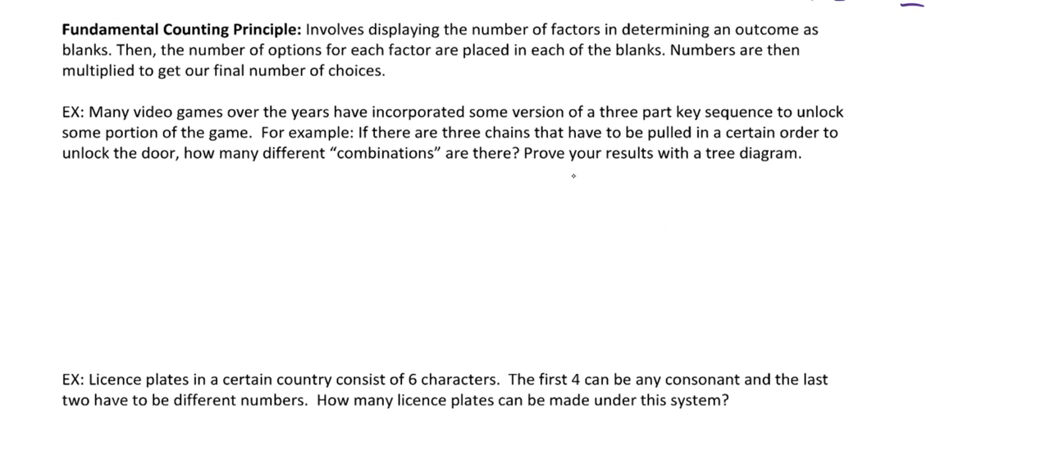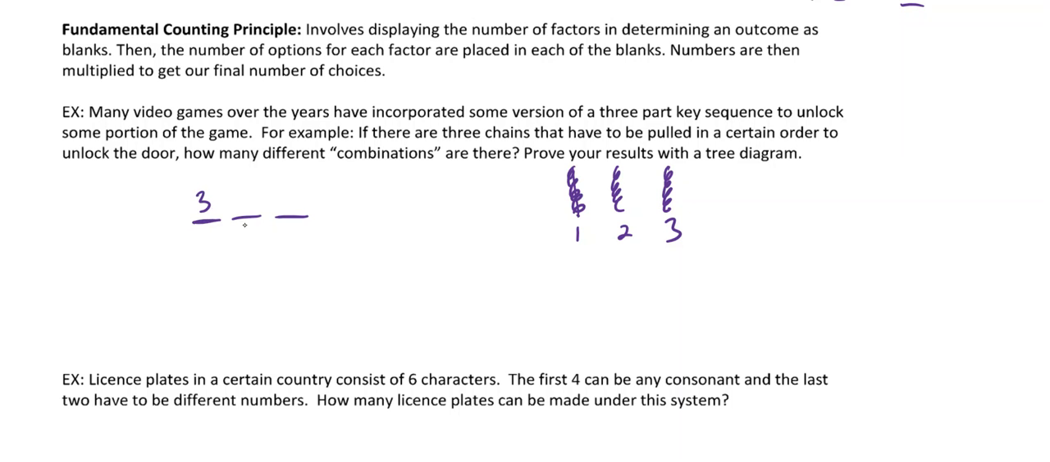But all right, so here's the idea. So you've got chain number 1, 2, and 3. And we have to pull those in a certain order to unlock the door, right? Okay, so with the fundamental counting principle, we just do it this way. We say, okay, how many ways are there for my first pull? Well, I could either pull 1, 2, or 3. So we'd say there's 3 different ways that could happen.